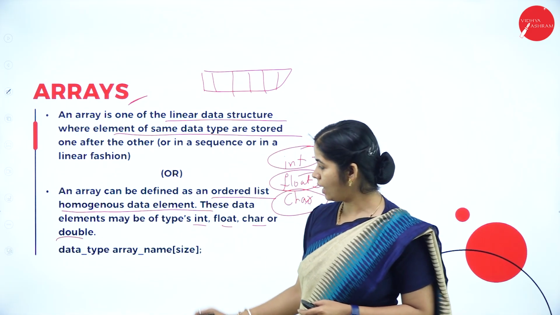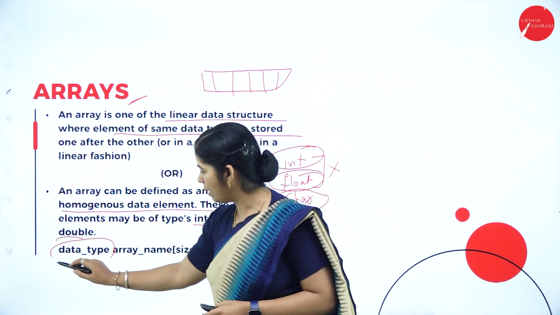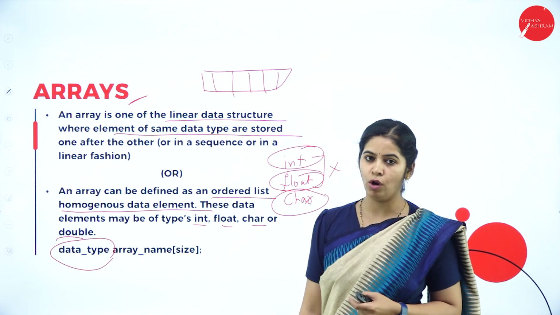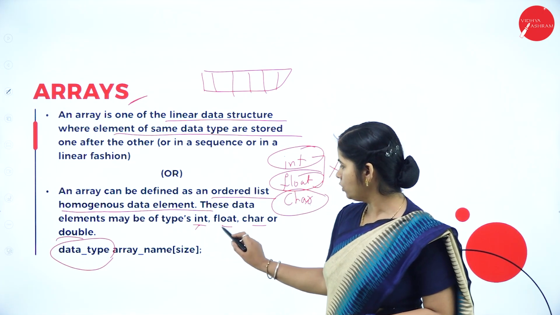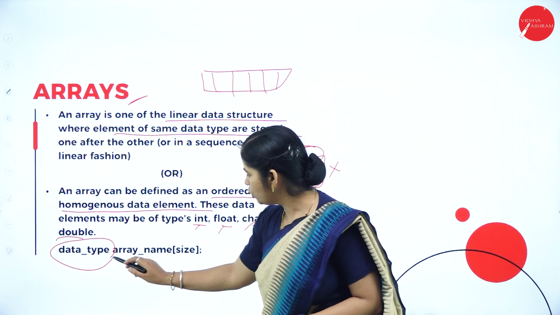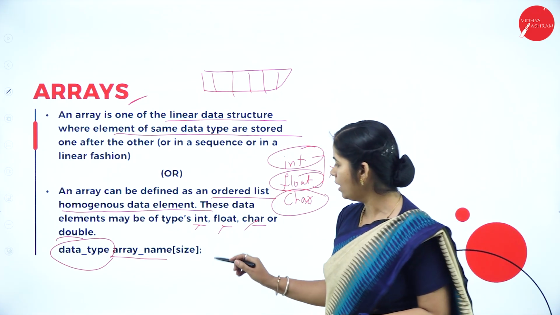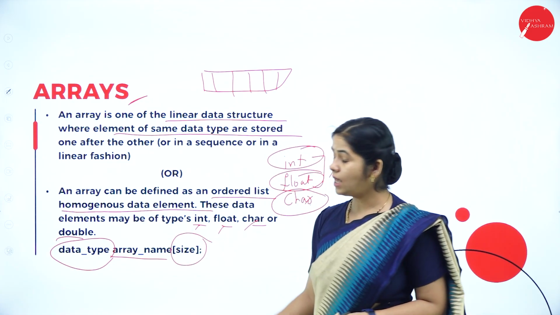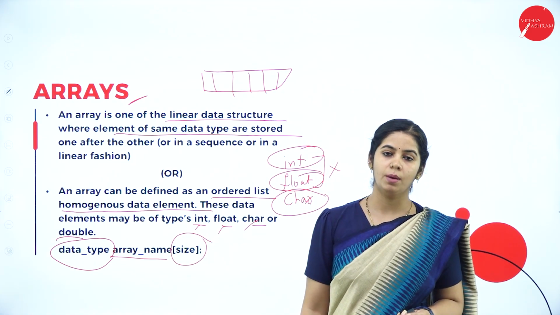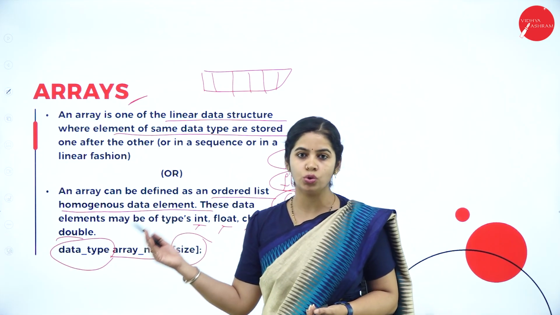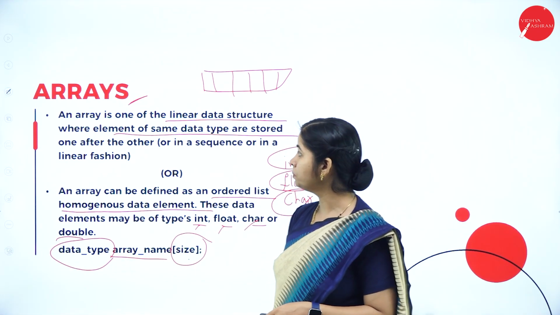How do we declare an array? To declare an array, we need to specify which data type it belongs to, whether it is an integer, floating point or character. Then we should give one name for that particular array as a variable. Then we have to give the size for that particular variable. How many elements do we want to store? That is nothing but the size.